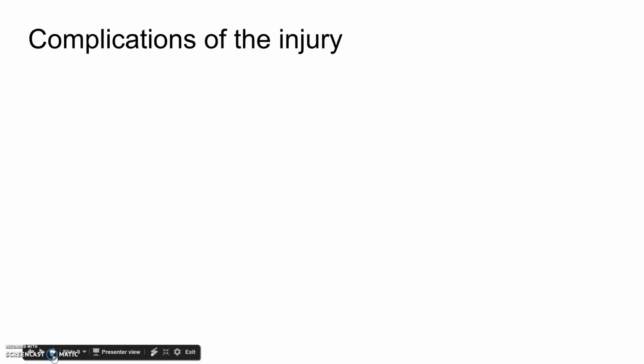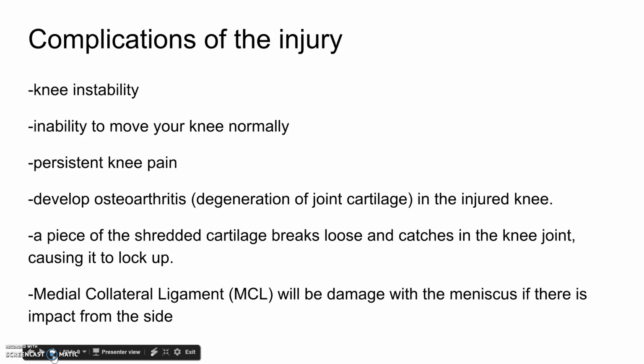Complications of the injury. A torn meniscus can lead to knee instability, inability to move your knee normally, or persistent knee pain. Pain is often caused with deep knee bending, walking, twisting, and exercise. Complications also include osteoarthritis, which is the degeneration of the joint cartilage, and the medial collateral ligament may be damaged along with the meniscus if there is impact from the side. Sometimes a piece of the shredded cartilage breaks loose and catches in the knee joint, causing it to lock up.